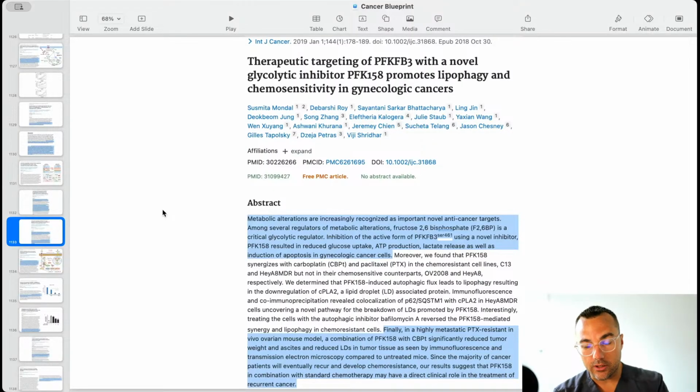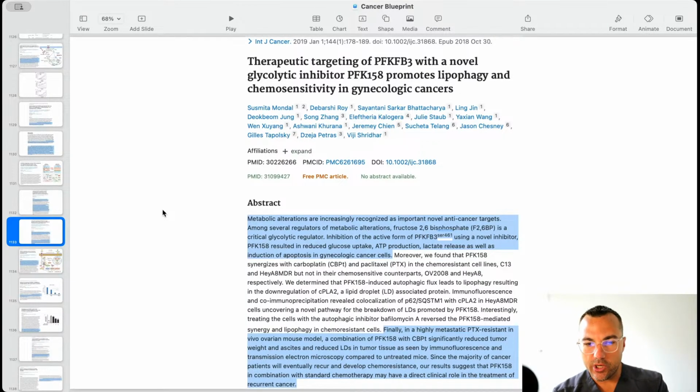the organs and the peritoneum, and reduced LDs, lipid droplets, sorry, they're using acronyms that I didn't read yet. Reduced LDs in tumor tissue as seen by immunofluorescence and transmission electron microscope compared to the untreated mice.